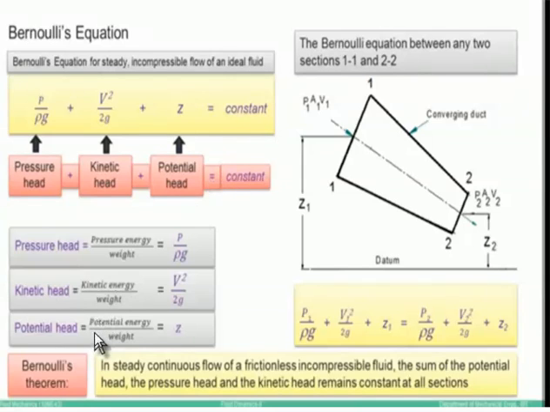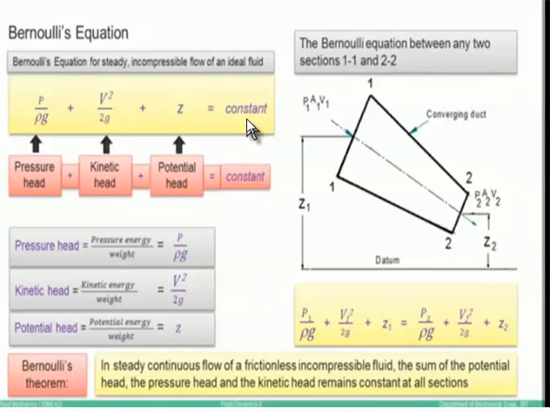Now, what is Bernoulli's theorem? In a steady continuous flow of a frictionless incompressible fluid, the sum of the potential head, pressure head and kinetic head remains constant at all the sections. This is the statement of Bernoulli's theorem. That is, the sum of pressure head, kinetic head and potential head is equal to constant for all the sections.